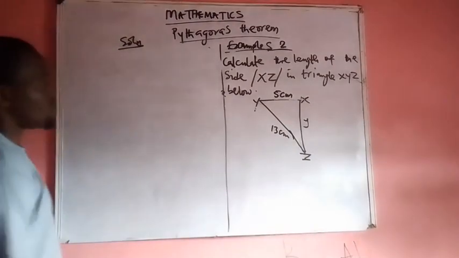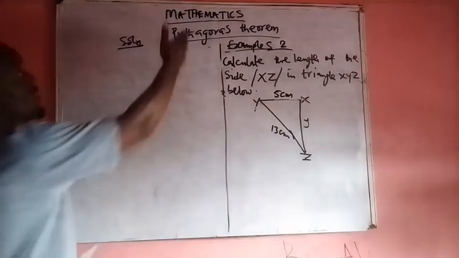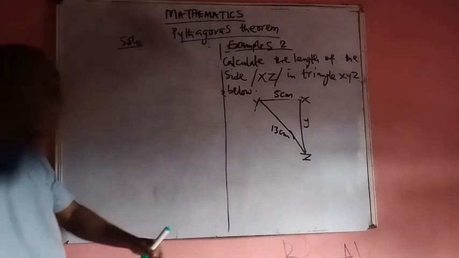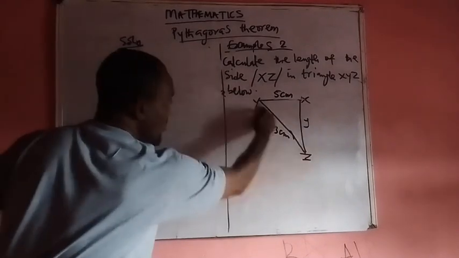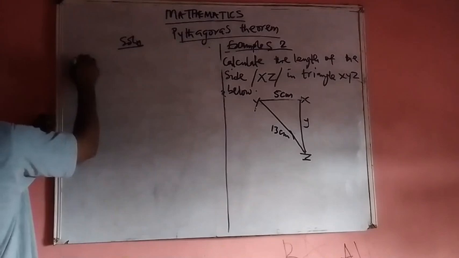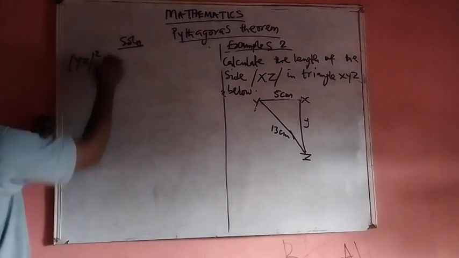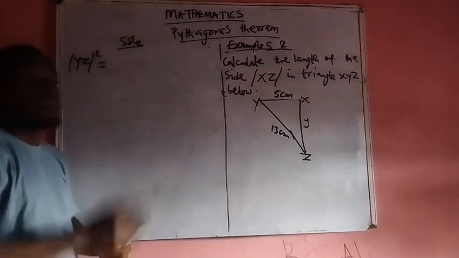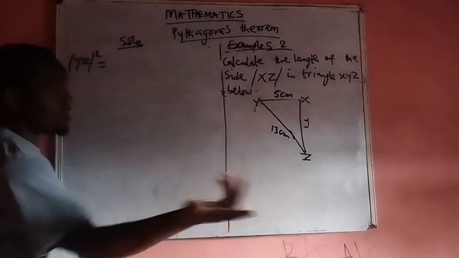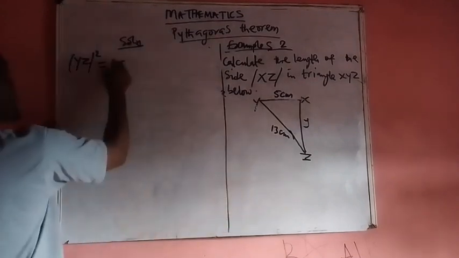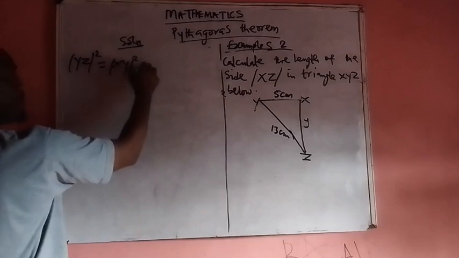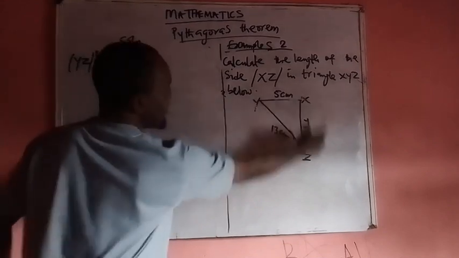Now, let's move ahead. Remember, Pythagoras theorem states that the square of the longest side, which is YZ, I'll write it down, YZ square is equal to the sum of the squares of the other two sides, which is XY square plus XZ square.